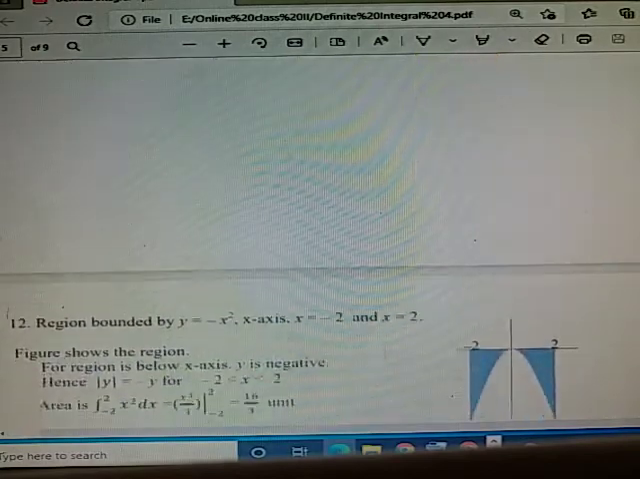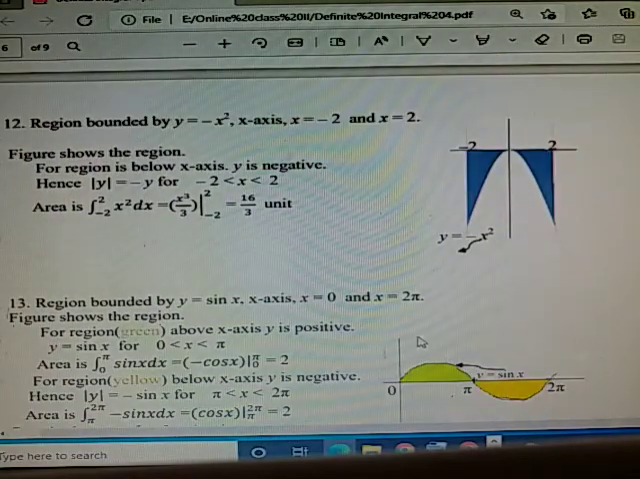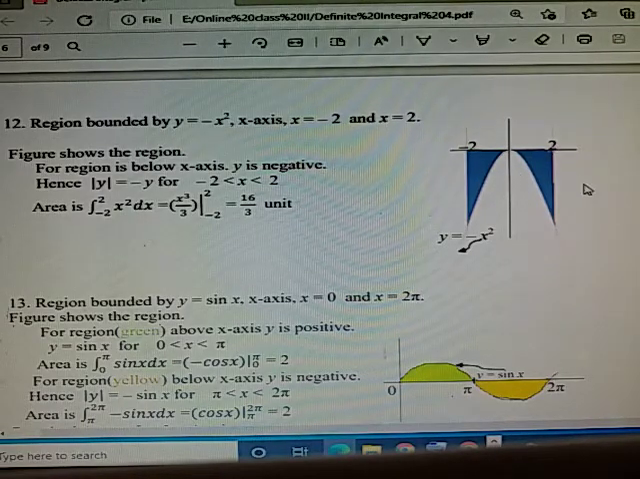Then number 12. So our graph is this. It is an inverted parabola, y is equal to minus x square. Our region is bounded by y is equal to minus x square, the x-axis, x equal to minus 2, x equal to 2. So this region we require by this curve and the line. So not inside the parabola, it is outside the parabola. So it is minus 2 to 2, this value.